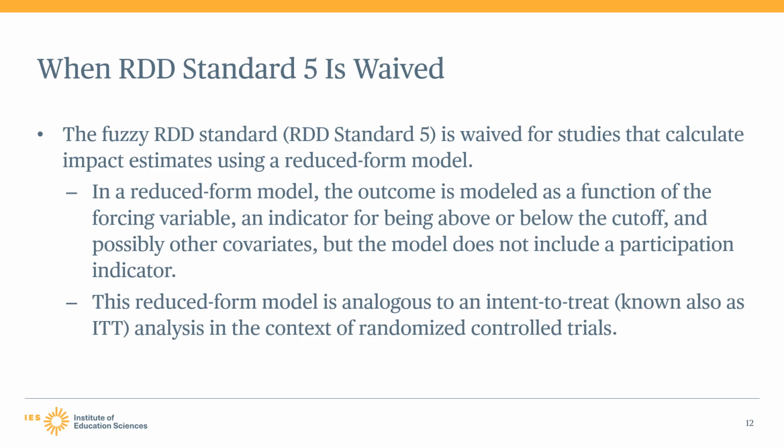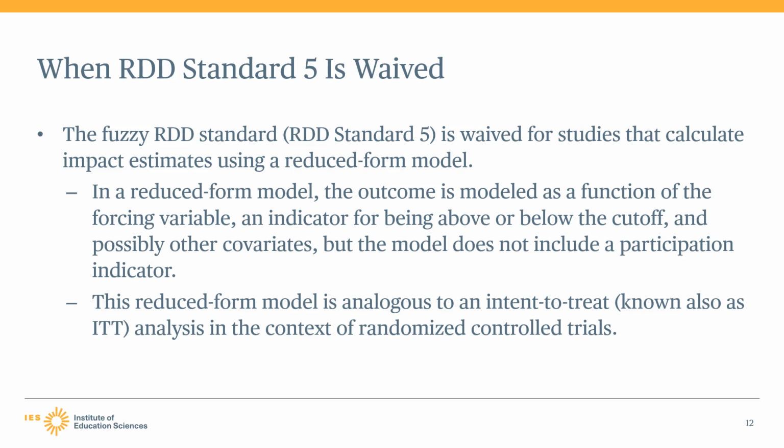The fuzzy RDD standard is waived for fuzzy RDD studies that calculate impact estimates using a reduced form model. In these reduced form models, the outcome is modeled as a function of the forcing variable, an indicator for being above or below the cutoff, and possibly other covariates, but the model does not include a participation indicator. This reduced form model is analogous to an intent to treat analysis in the context of RCTs.